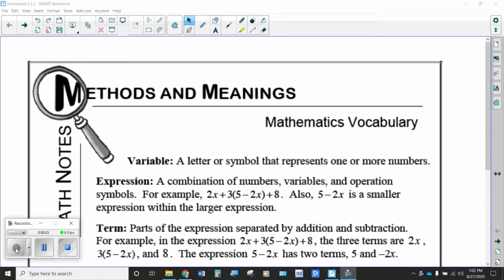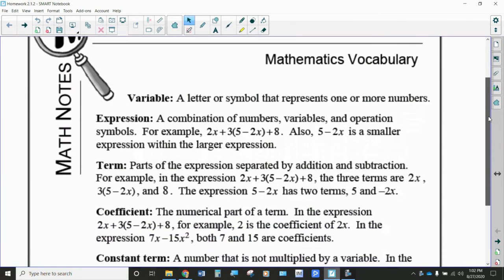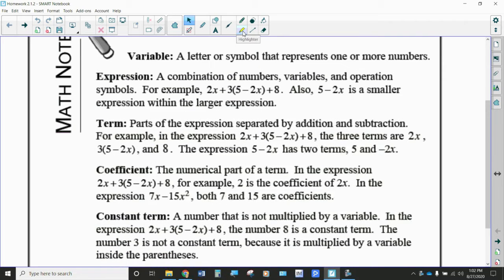Alrighty, let's take a look at the homework here for 2.1.2. Our M&Ms have to do with math vocabulary, so we probably have these in our journals from both lessons and last year. You got a variable, that's the letter that represents an unknown quantity.